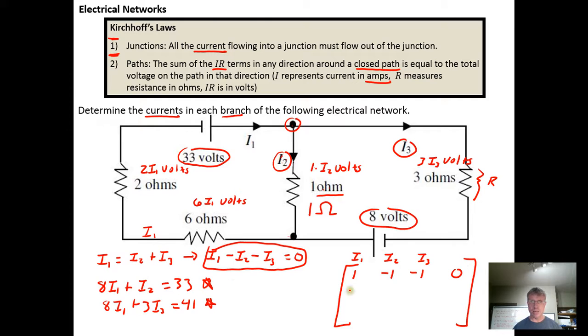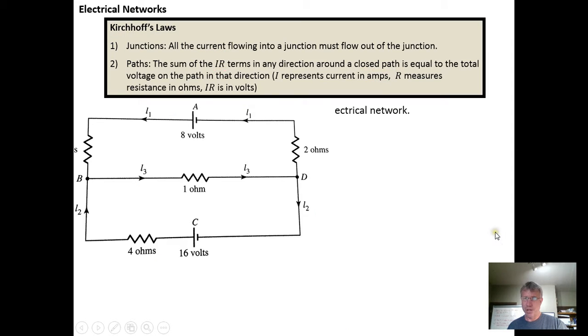Here I have 8 I sub 1s, 1 I sub 2, there are no I sub 3s, and I have 33 volts. And here I have 8 I sub 1 plus there's no I sub 2s plus 3 I sub 3s equals the 41 volts. So there's my augmented matrix. And now we need to put that into reduced row echelon form.